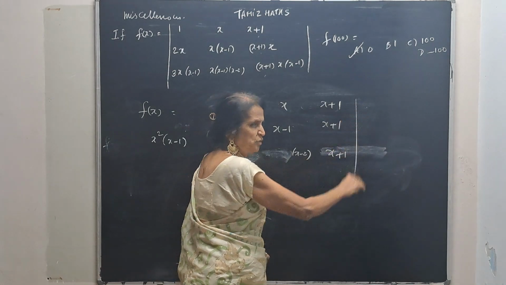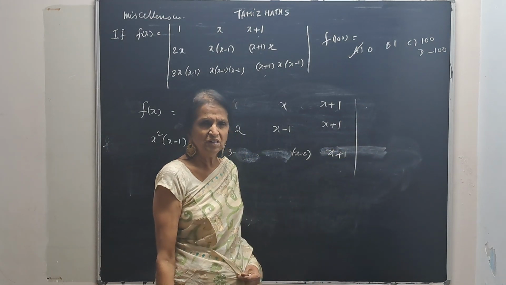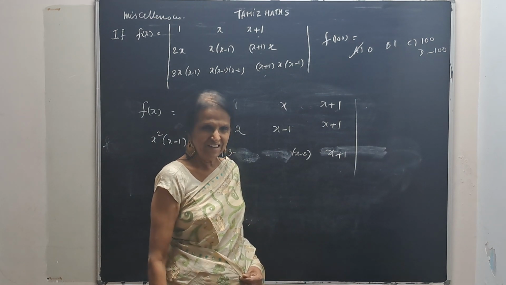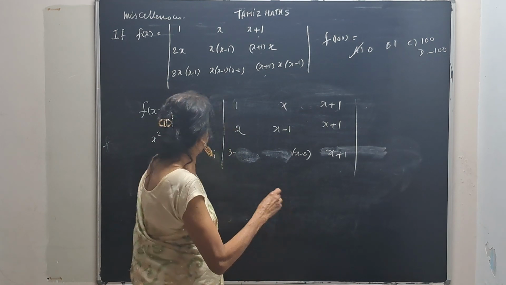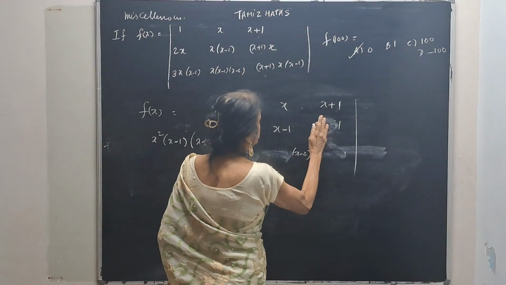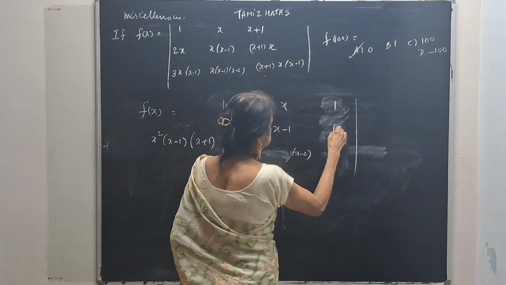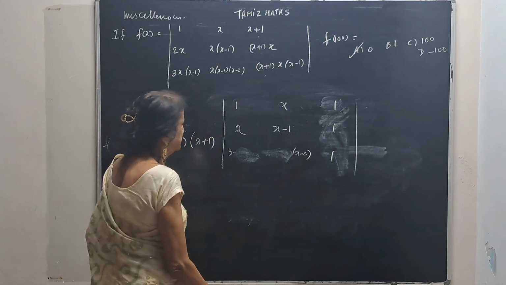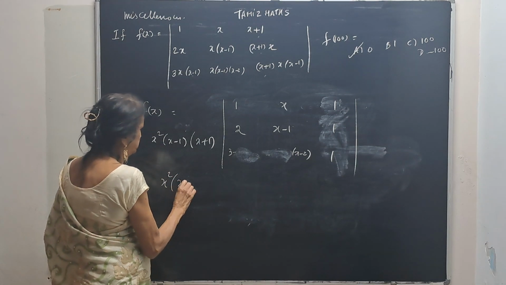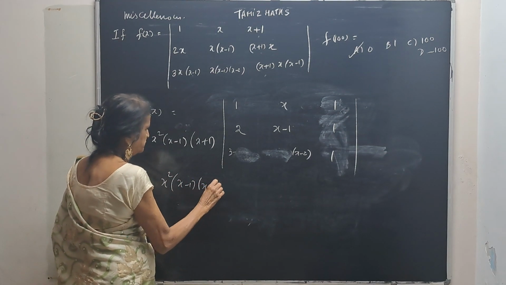Will you tell me what I'm going to do? Take x plus 1 from the last column. Now, let's see how we will simplify this. If you want, you can even expand. It's left to you.